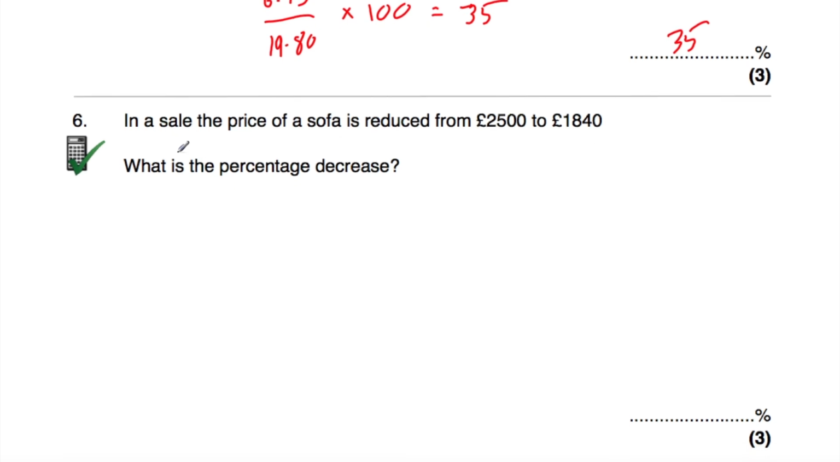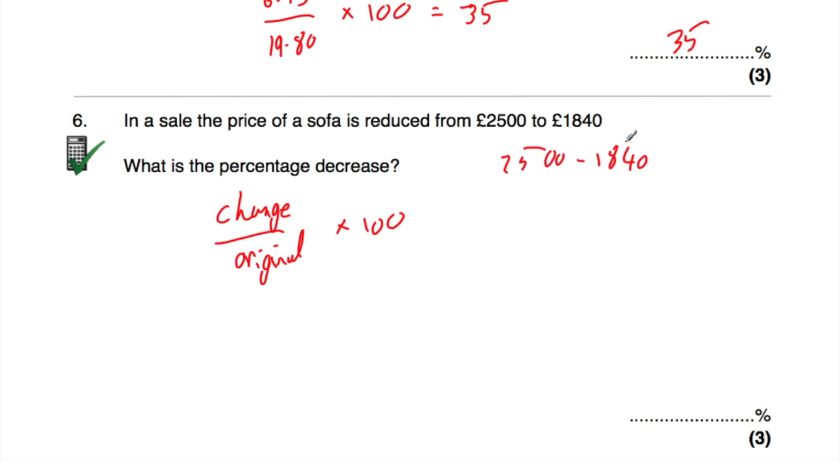So question number 6 says, in a sale, the price of a sofa is reduced from £2,500 to £1,840. And we've been asked, what is the percentage decrease? So to find percentage decrease, we're going to use change divided by original times 100. Okay, so the change, well, it's a calculator paper, so we can just do 2,500, take away 1,840 to work out what it went down by, the change.